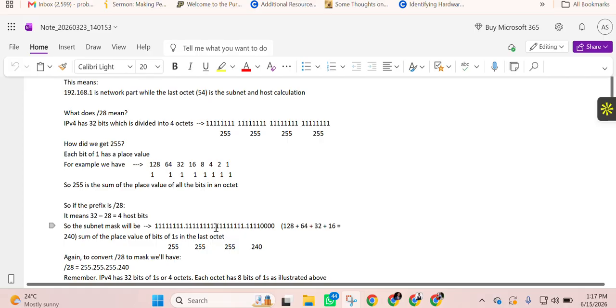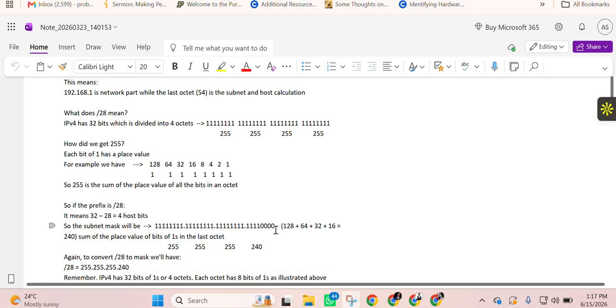So the subnet mask will be 4 octets, and each octet has 8 bits. Focus on the first 3 octets. In the first 3 octets, we have 8 bits of ones, but in the last octet, we have 4 bits of ones and 4 bits of zeros. That is why we could not have up to 255 as the sum of the place values. Let us just calculate how we got 240. Since we have 4 bits of ones and 4 bits of zeros, we are calculating the place values of the ones and zeros, and that's what is going to sum up to 240.